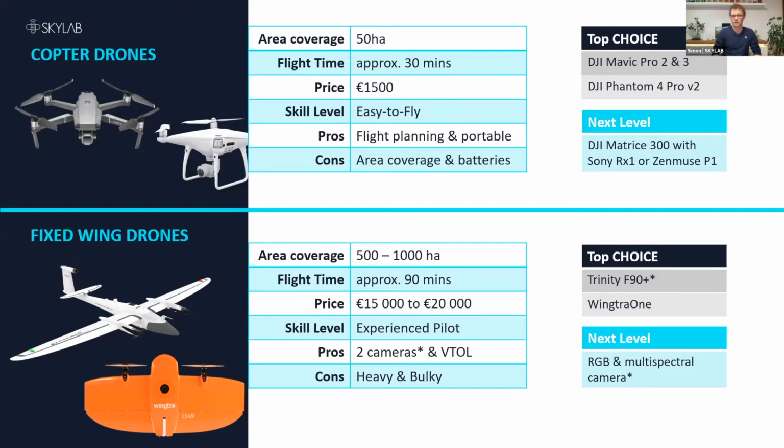So it's not that easy to fly. And of course, it's heavier and bulkier. You need a real suitcase for that because it's just larger. Our top choices here are the Trinity F90 Plus. You can even fit 2 cameras in that, and it's vertical takeoff and landing, so you don't really need a large runway to start the drone. You can get an RGB camera and a multispectral camera in that. The Wingtra One is also a really good drone, and you can fit the Sony RX1 in there, but just 1 camera at a time. So these are our top choices.